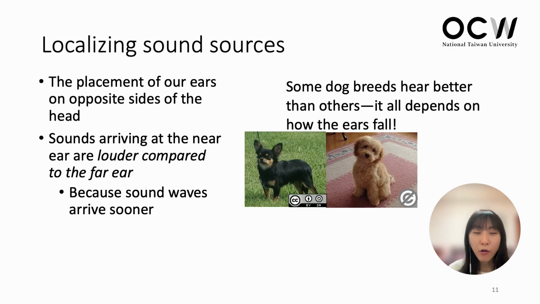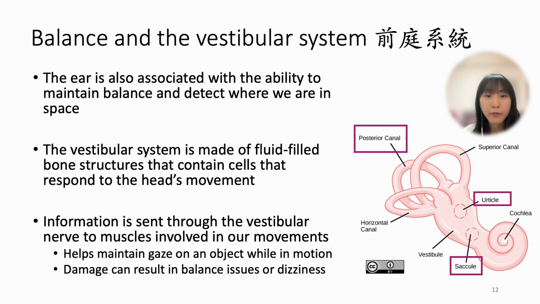The placement of our ears on opposite sides of the head is very important in helping us localize sound sources. Sounds arriving at the near ear are louder compared to the far one. So here's a picture of a chihuahua, who is more alert to sounds compared to a poodle. It depends on how and where their ears fall.